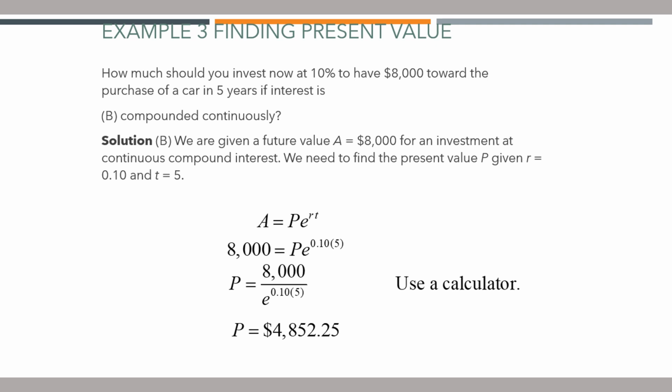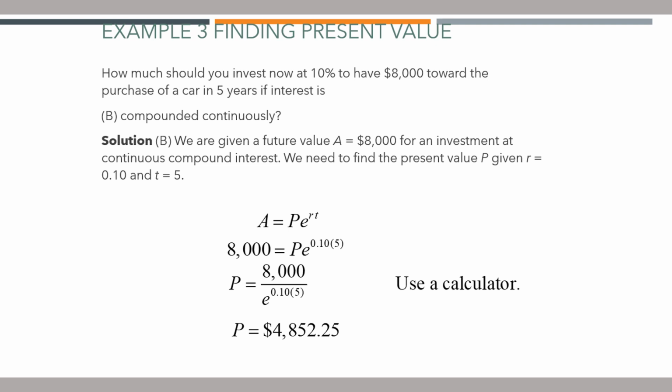Let us do another question here. How much should you invest now at 10%? So we do not know what the principal amount is. To have 8,000 towards the purchase of a car in 5 years, and the interest is compounded continuously. Again, we are using the same formula A equals P e raised to rt. In this, the value of A is known, r is known, t is known. P is unknown to us, so we have to use algebra to get P as 8,000 divided by e raised to 0.10 times 5.